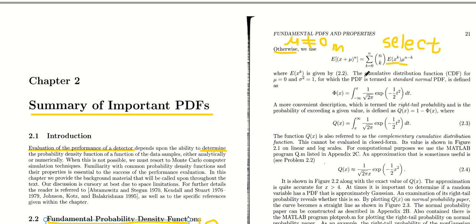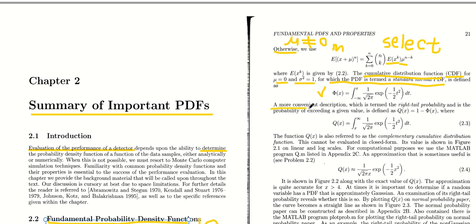Okay, so that's the moment. And then the cumulative distribution function, we call it CDF. CDF for mu equal to 0 and sigma square equal to 1, for which the PDF is termed the standard normal. The standard normal is defined by this. So this is the CDF of the standard normal, meaning that it's only good for mu equal to 0 and sigma square equal to 1. If we have other values for mu and sigma square, then this wouldn't work.